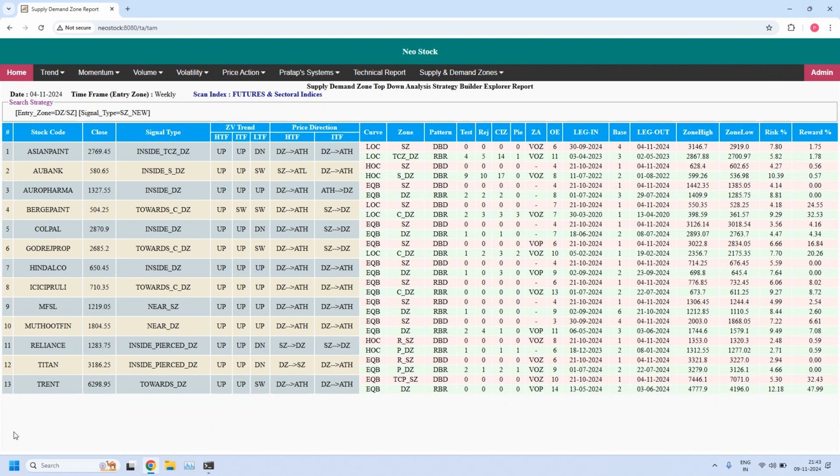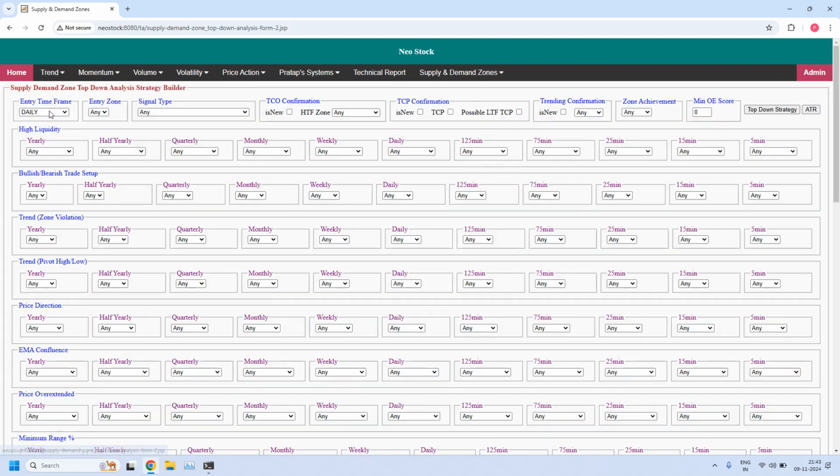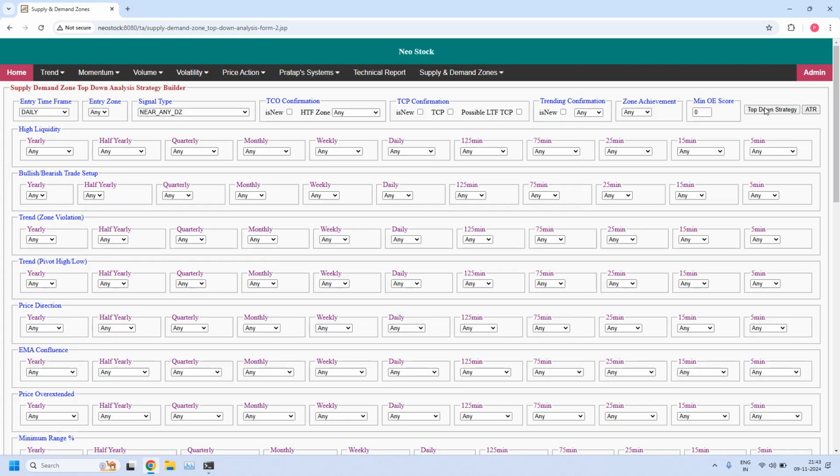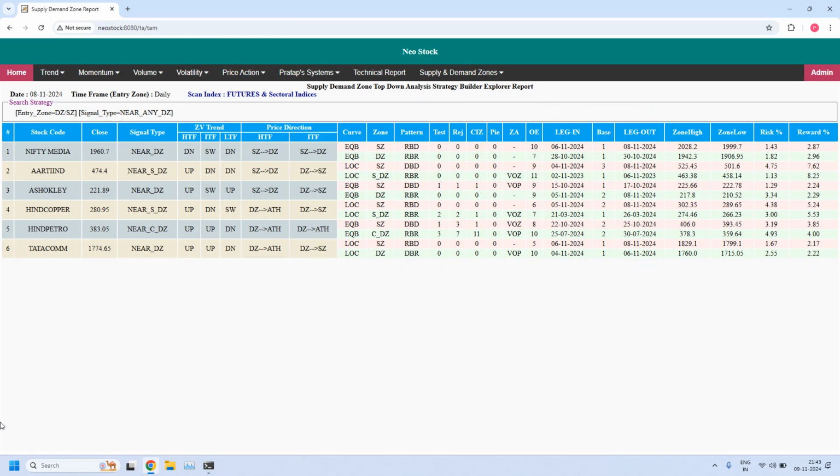Okay, this is about the weekly time frame. Next time frame is daily. Entry time frame daily, let us find the stocks near the daily demand zone. 6 stocks are filtered. Let us identify any high liquidity demand zones from this list.